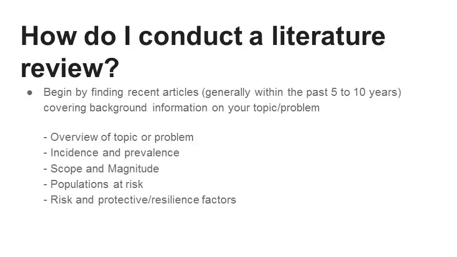The first step in conducting a literature review is to begin by finding recent articles, generally spanning the past 5 to 10 years, covering an overview and background of your topic or problem, the incidence and prevalence of it, as well as the scope and magnitude of it, populations at risk, and also risk and protective factors. Globally speaking, having a better understanding of the overview and background of the problem can help you develop your research questions and hypotheses to more comprehensively address your topic or problem.